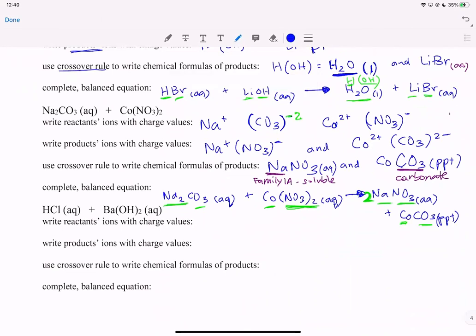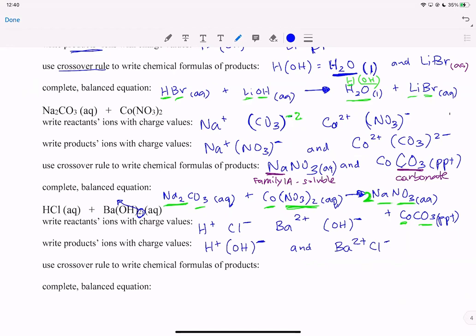Okay, and then finally, let's take a look at this one, HCl and Ba(OH)2. This is writing those ions, H+ and Cl-, and then Ba2+ and OH-. So this 2 is a subscript outside of the parentheses. It gets picked up and becomes the +2 charge on the barium. So writing the new partners is going to be H+ and OH-, and then also Ba2+ with the new partner Cl-.